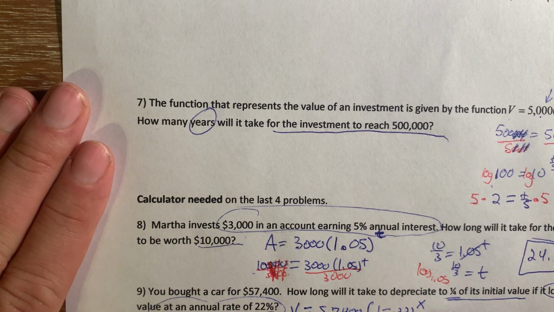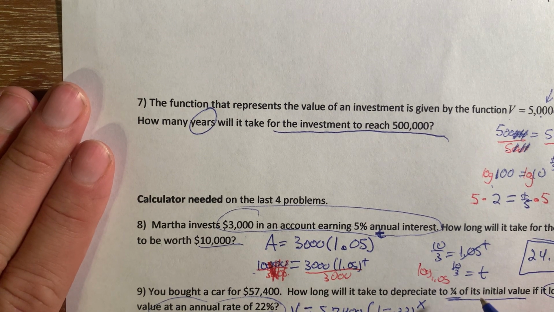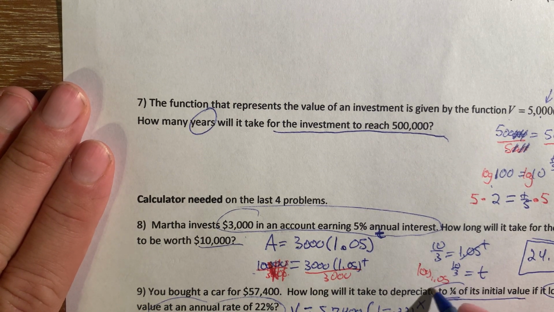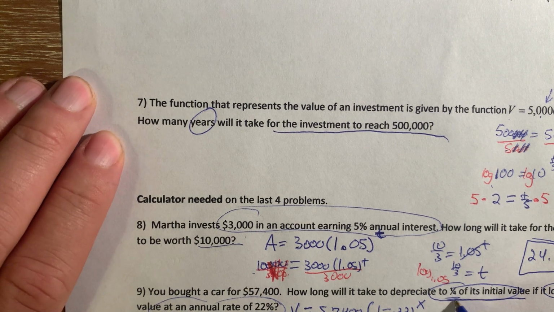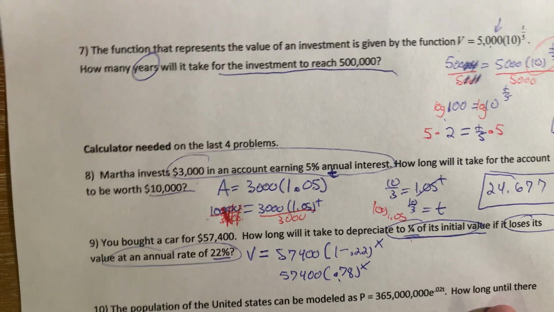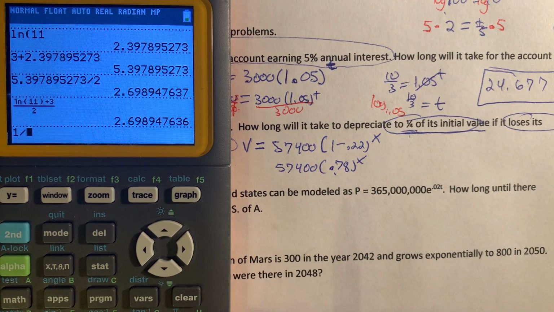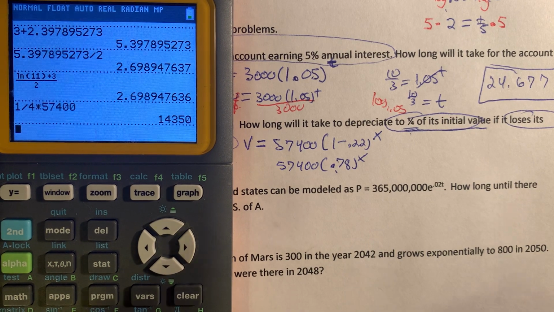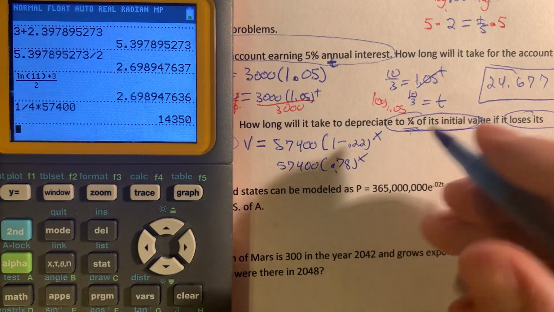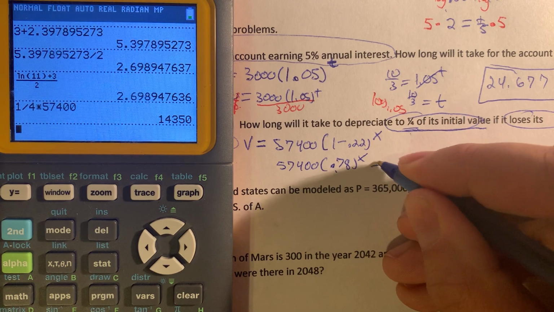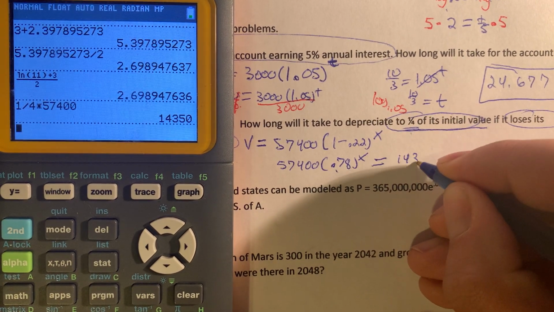Okay, now we want to know when this value will be 1/4. It's going to be 1/4 of its initial value. So they didn't tell us what that is, but we can calculate it. Oh man, you guys couldn't see it. 1/4 of its initial value is 1/4 times its initial value. We know that from elementary and middle school. So we want this value to end up being 14,350.